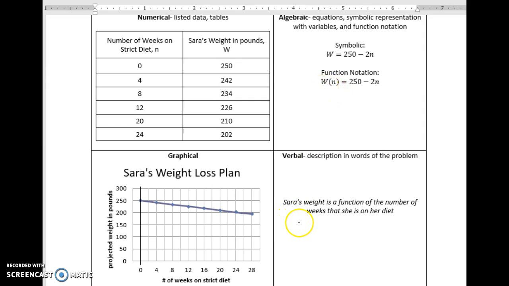And then lastly, we can write the verbal description of what's happening. So Sarah's weight is a function of the number of weeks that she is on her diet. We don't have to have any other indication of what type of numerical values this is. We're just simply stating whatever is happening as Sarah's weight, which is the output, is a function of, which is our indicator of what's going to happen next, is our input, the number of weeks that she is on her diet.